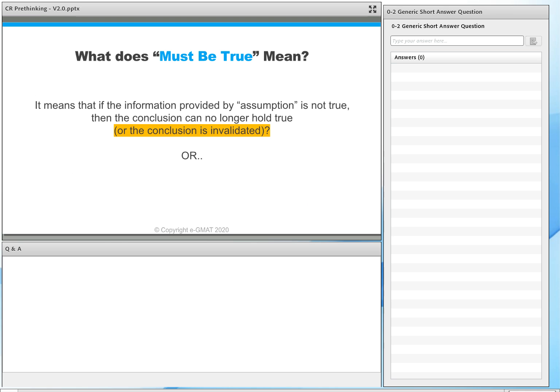Okay. So what does must be true mean? What it means is that if the information provided by the assumption is not true, then the conclusion can no longer be true. Or, for those of you who have a mindset to destroy things, and that's a good mindset, by the way, in other words, the assumption must be true for the conclusion to not be destroyed, or for that roof to stay upright.